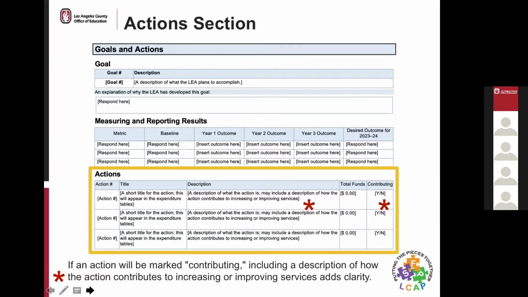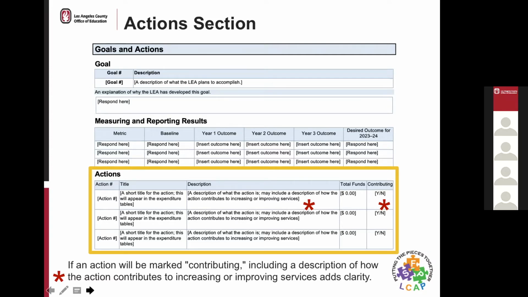And then the next column in the chart, total funds and contributing columns, connects to the expenditure tables. LEAs are not required to identify funding sources here, although the expenditure tables will require a breakdown by LCFF, other state, local, or federal funds. And then the Y will be marked in the contributing column for any actions which were developed based on the needs of low-income students, English learners, or foster youth.